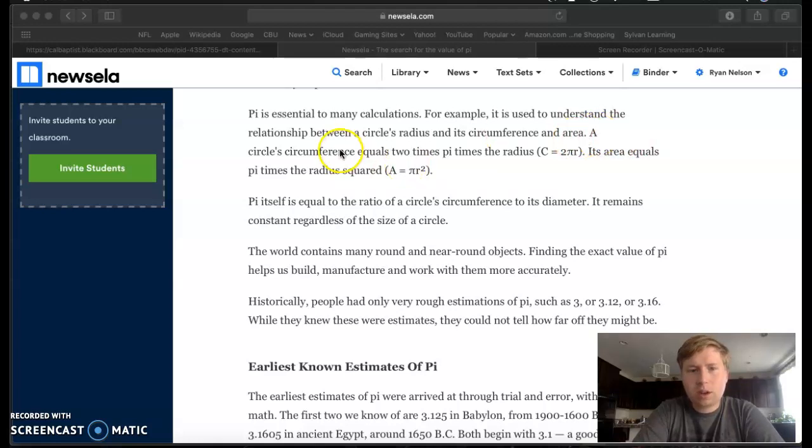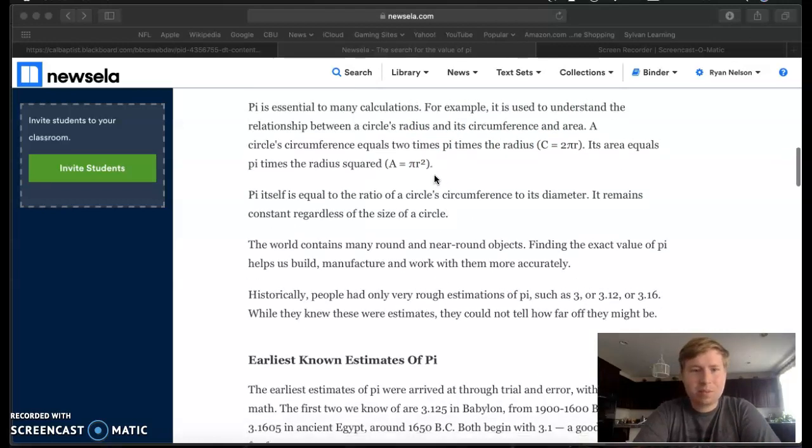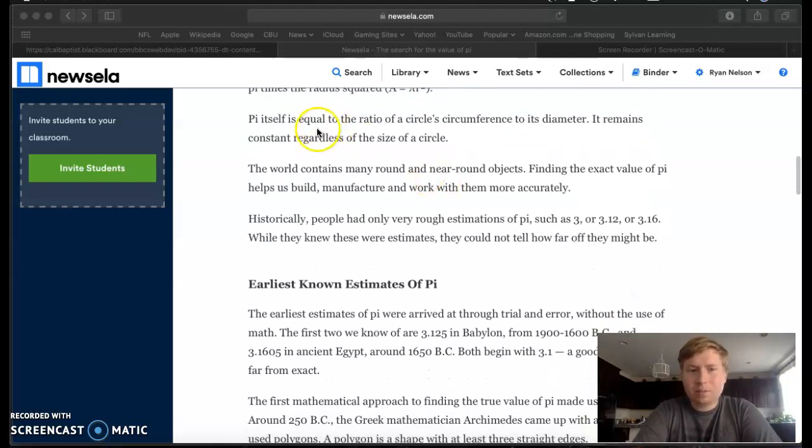A circle's circumference equals 2 times pi times the radius. Its area equals pi times the radius squared. That's right. These are the formulas for those. Okay. And circumference is the distance around a circle. I remember that now. Awesome. Let's keep reading. Pi itself is equal to the ratio.